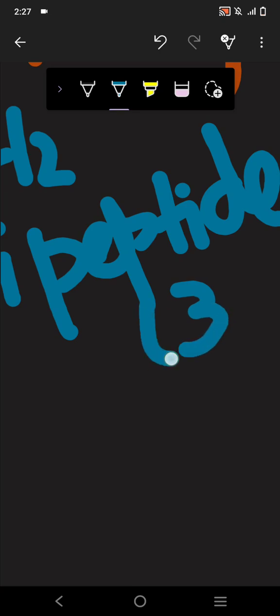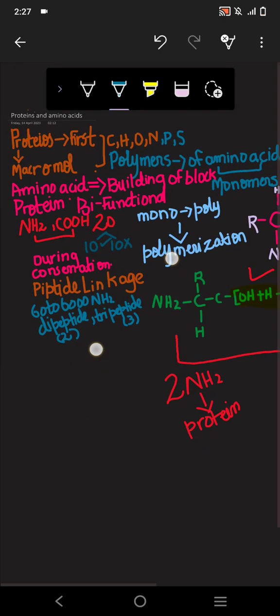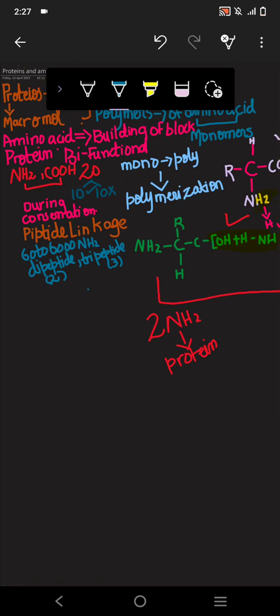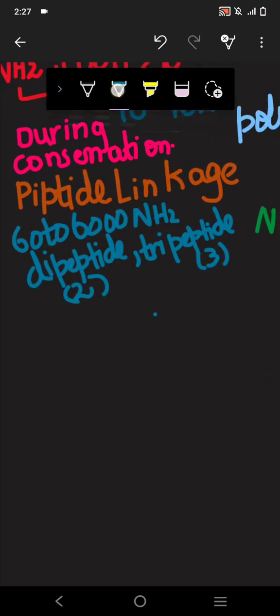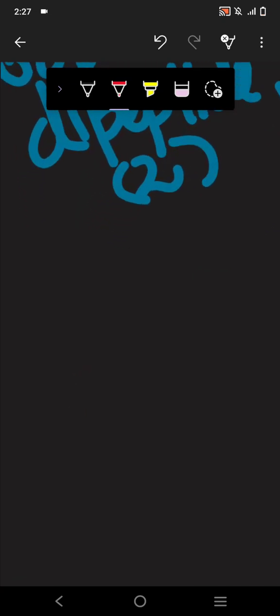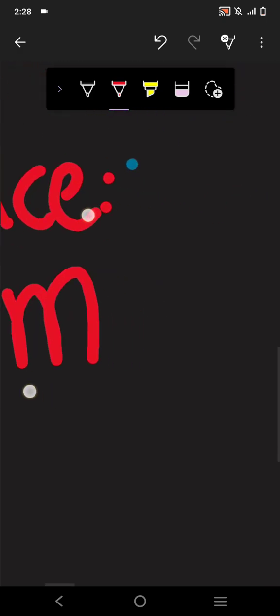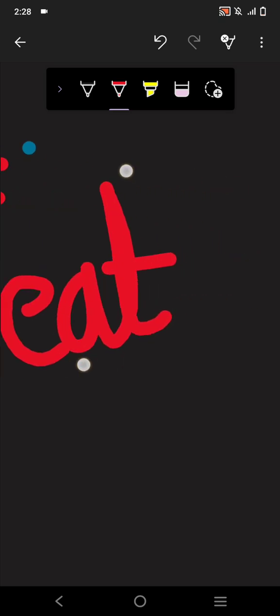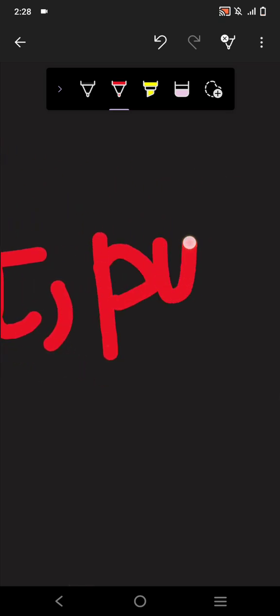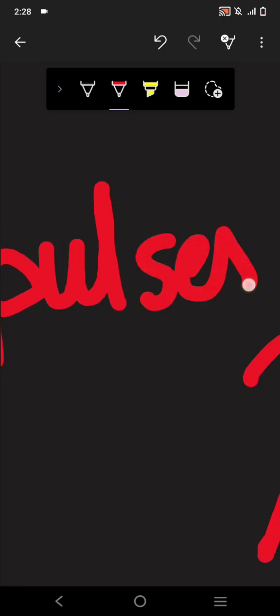So this is what I'm talking about, the sources of protein. How can we get protein and from where? Protein is easily available in eggs, we know that, in meats and pulses. So the rich sources of protein are egg, meat, and pulses, meaning all those dals and beans we eat.